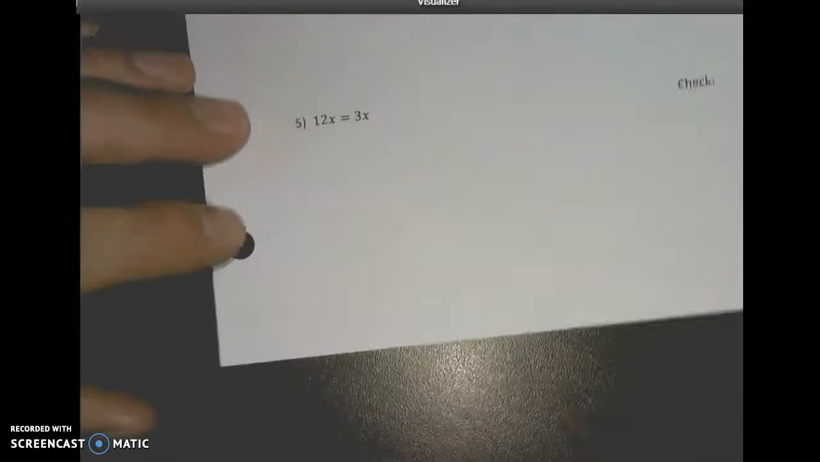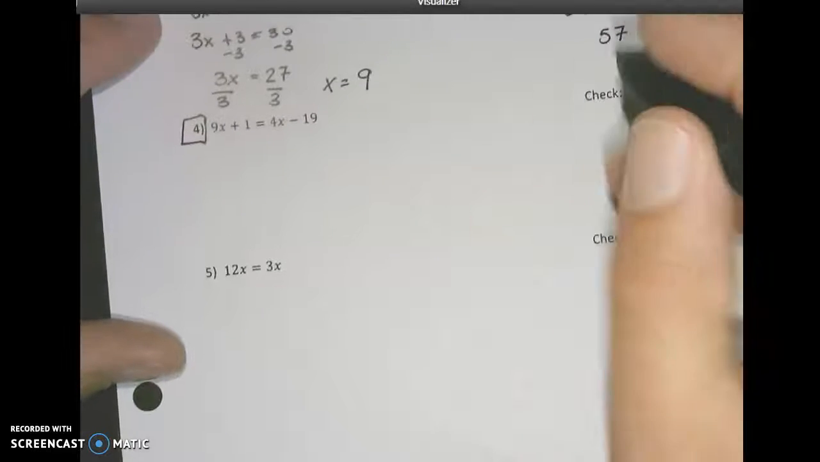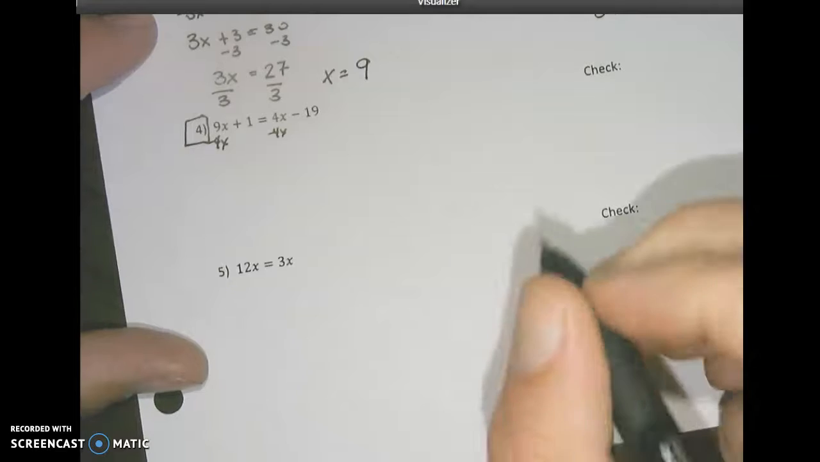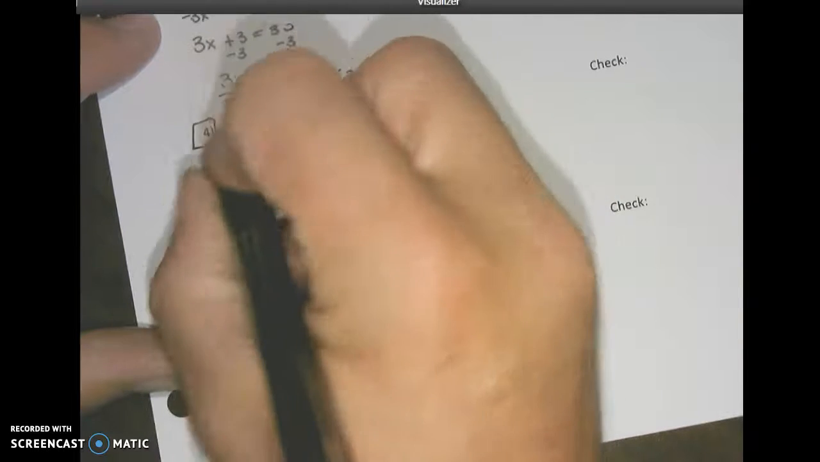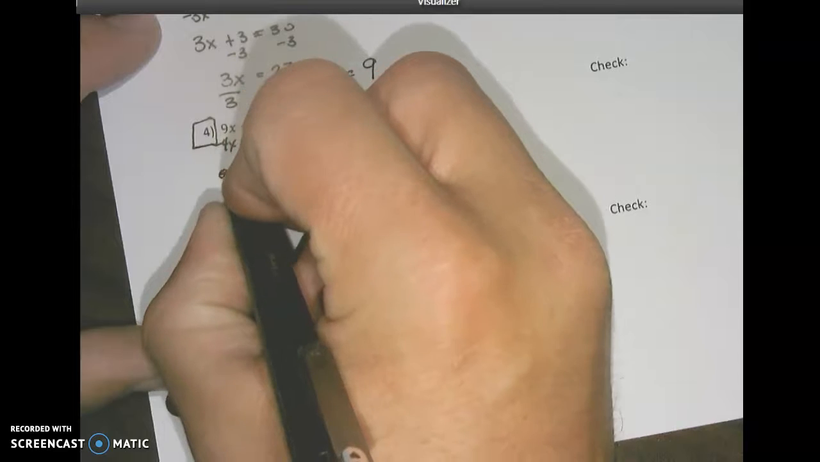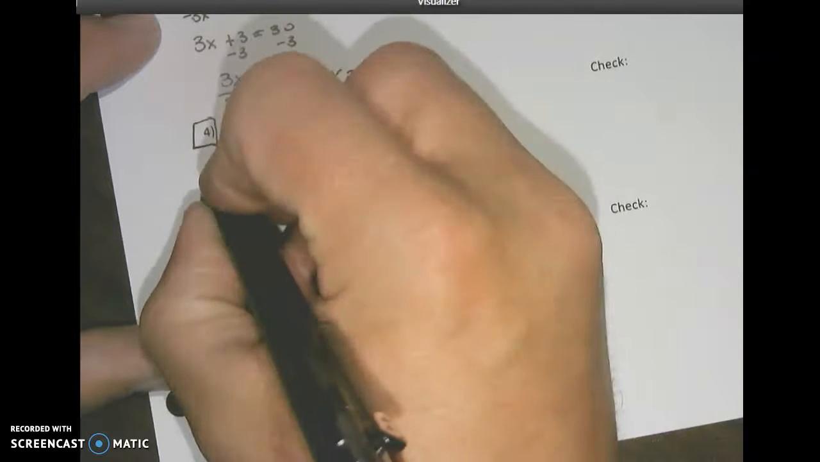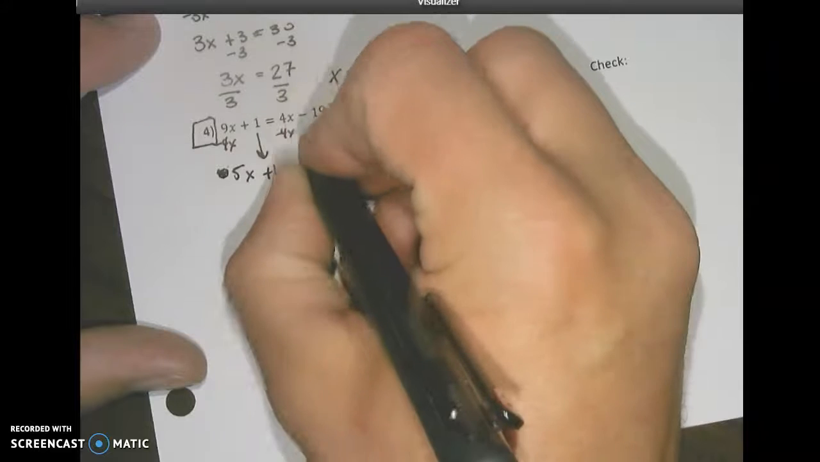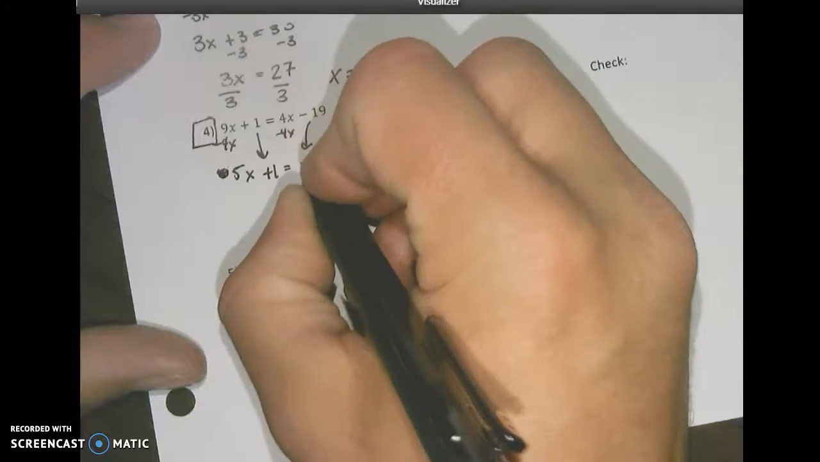A lot of us were getting this one, so what we've got to do is subtract the 4x from both sides first. Okay? So that way we can get our x's all over on one side. So 9x minus 4x is 5x. Then I'm just going to bring down this value because I didn't do anything with it. Bring down this value because I haven't done anything with it.